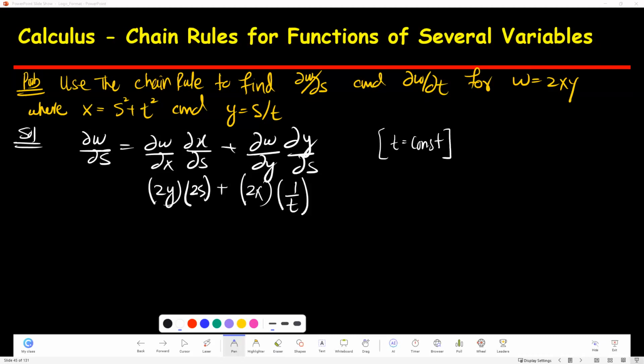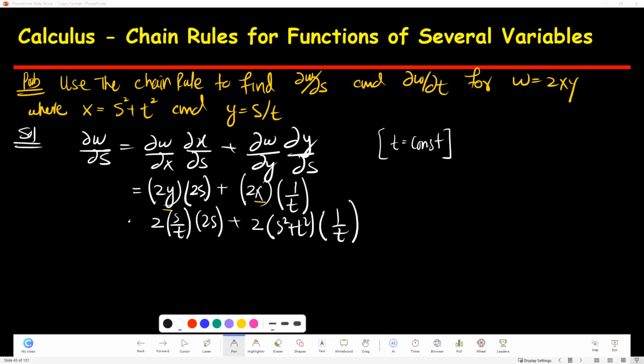Now I have a problem. I have two variables here, this t and this x, that I don't like. I want to get rid of them because I want dw over ds, so only s should be there, or maybe t, right? So I want to get rid of the unnecessary variables. So what I'm going to do is 2s over t, then 2s, plus 2 times s squared plus t squared, times 1 over t.